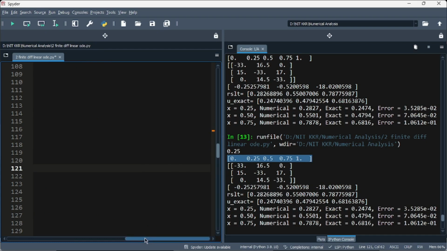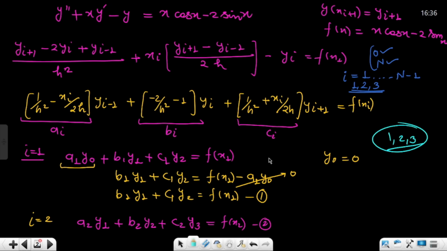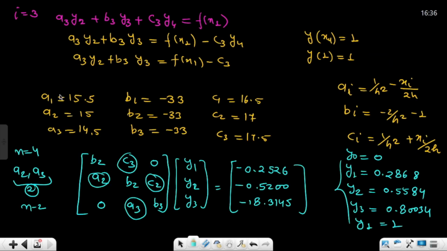sparse syntax that we have made this particular tridiagonal system, that you can see minus 33, minus 33 for 16.5, 17, 15 and 14.5, that we have already written here, that you can write all these values. We will not use this value and this value. Okay, wait, we will use only B2, not C3, it is C2. I think I made a mistake with this.